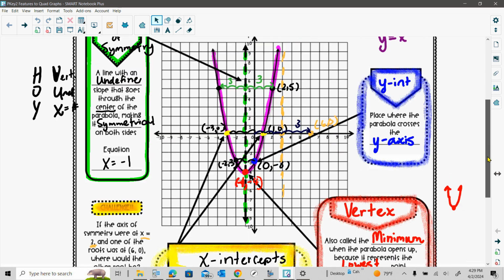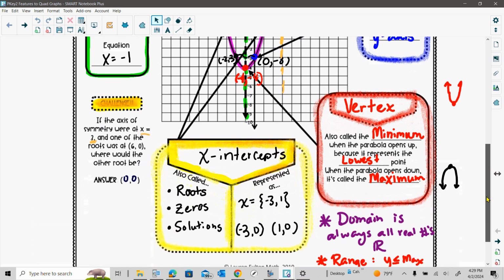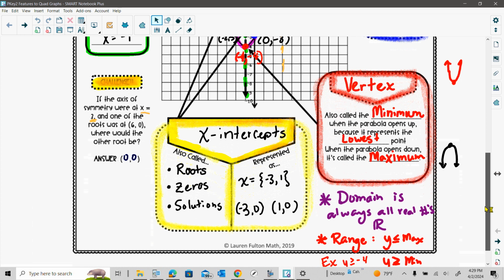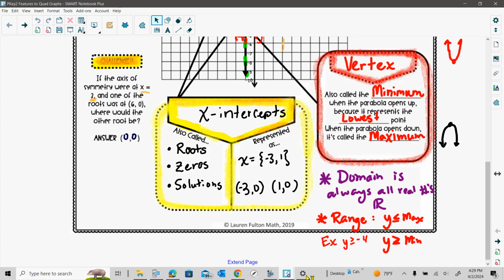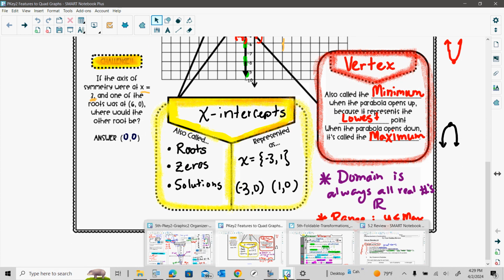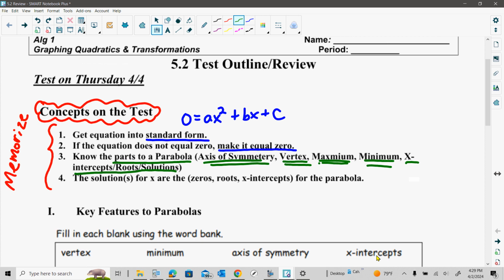Most likely I'm going to give you the graph. I'm not going to ask you to recite the definition. I'm going to ask you to locate it and analyze it off of a graph. So we need to know that solutions for x are basically your zeros, your roots, your x-intercepts of the parabola. So we want to really focus on x-intercept.